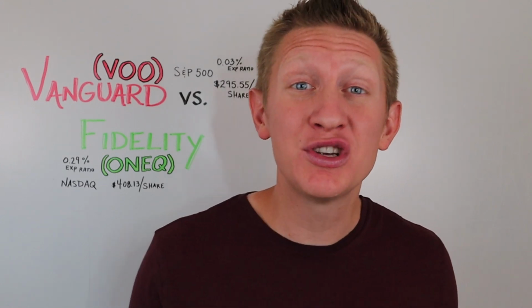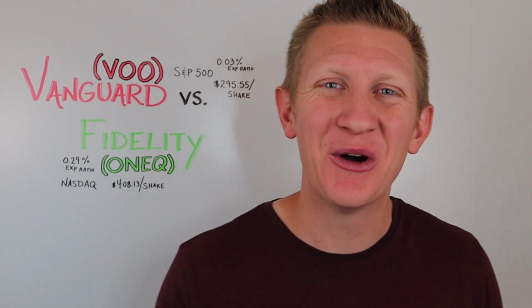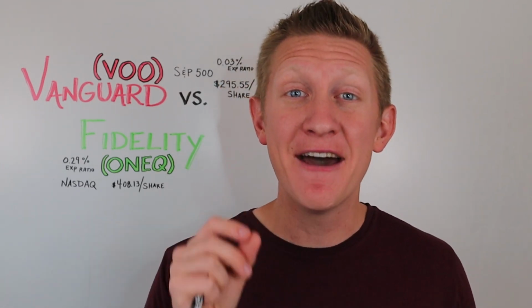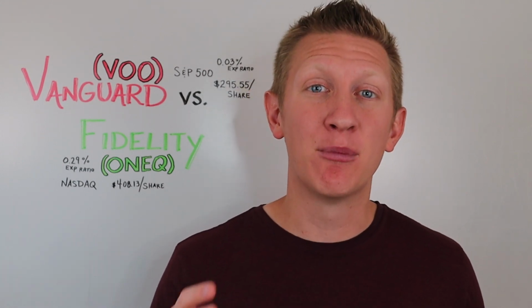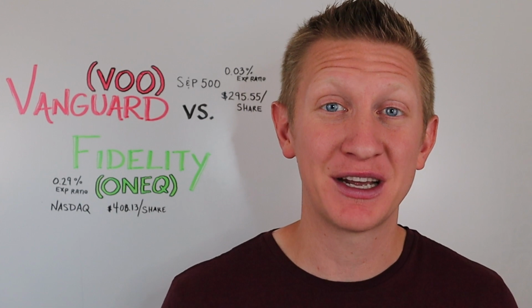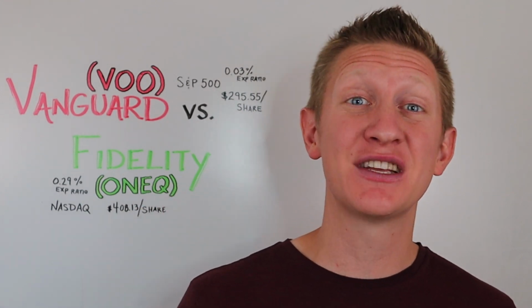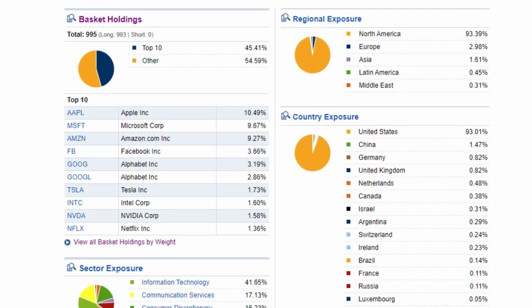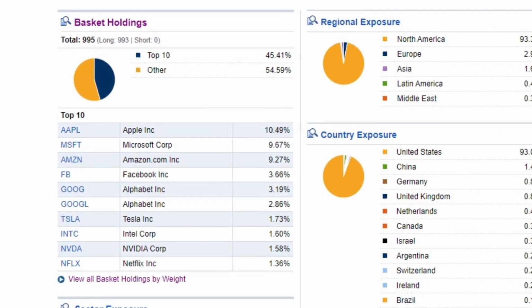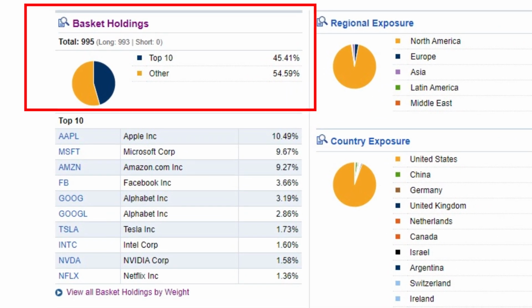It gets even worse though when you look at Fidelity's ONEQ. We already know that they are heavily weighted on information technology companies, but even more so, it's super top heavy when it comes to the top 10 weightings and even the top 3 weightings. As you can see here with Fidelity's ONEQ, the top 10 holdings make up 45.41% of the overall value in this exchange traded fund.